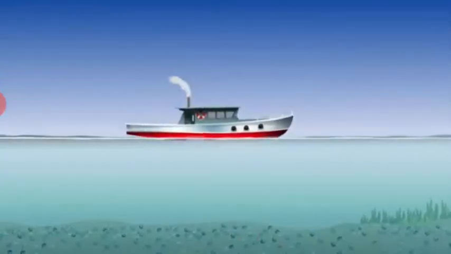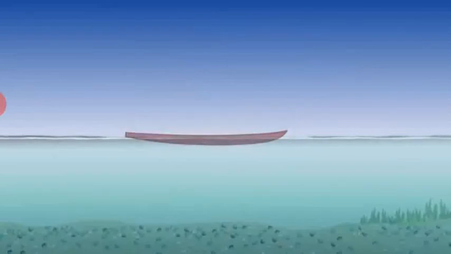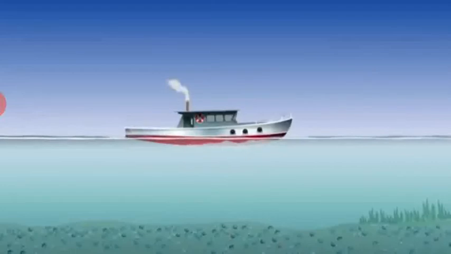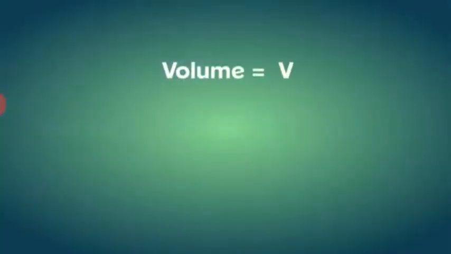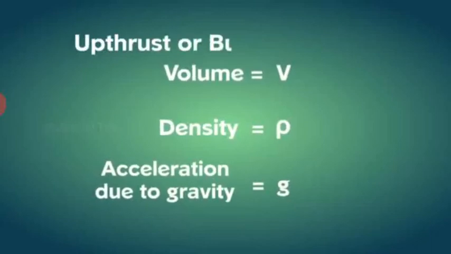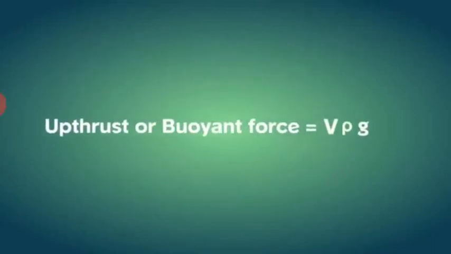An iron ship floats as it is hollow, filled with air, and occupies more volume in water, and its density is less than water. Thus, the upthrust exerted by water on the ship is greater than the weight of the ship, letting it float. These examples indicate that the magnitude of the buoyant force depends on the volume V of the immersed part of the body, the density ρ of the fluid, and the acceleration due to gravity g. Thus, upthrust or buoyant force is equal to Vρg.